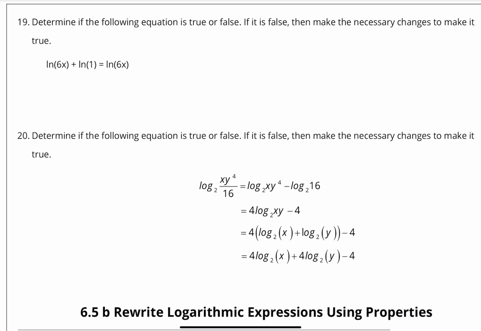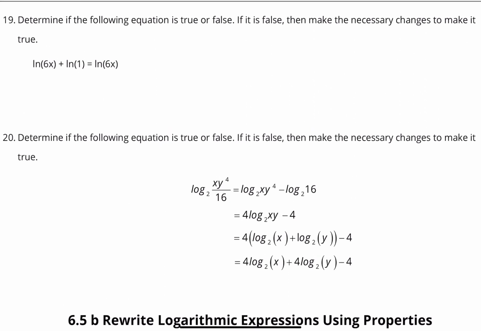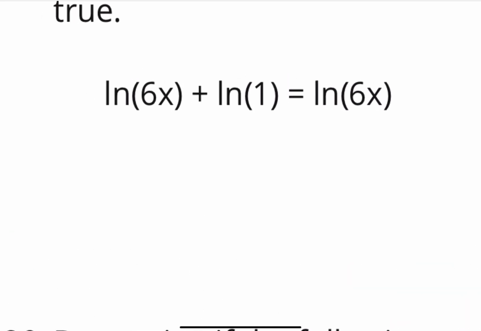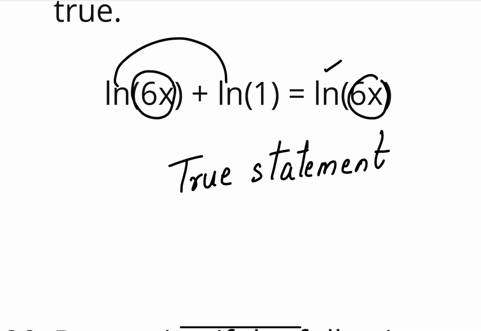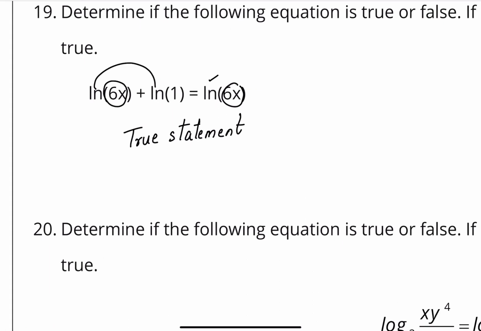Now let's go ahead and see if the following is a true statement or not. So what do I have here? This is addition. Addition becomes multiplication. So 6x times 1 is 6x. Double log becomes single log. And this is a true statement. I should have just said true, yeah?